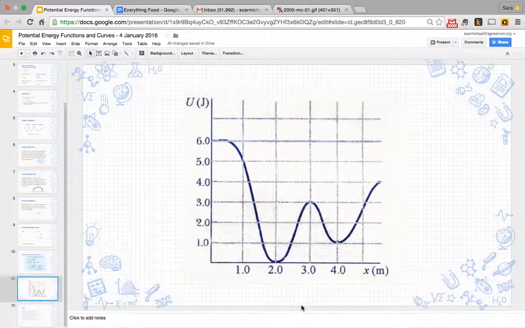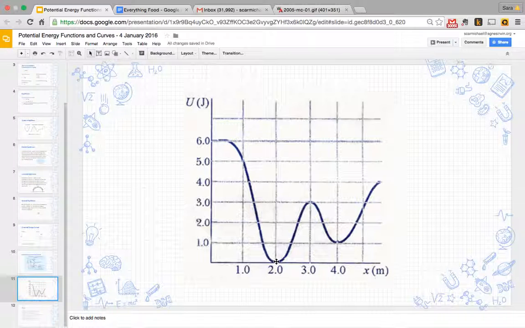So for example, if you've got an object starting off at x equals 2, you can use this graph to say, okay, if it's at x equals 2, its potential energy is 0. So if it's at x equals 2 with no kinetic energy, then its total energy is 0. It's not going to go anywhere. It's going to be trapped right at that stable equilibrium position.